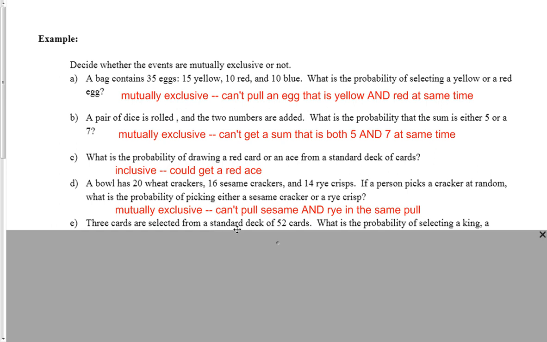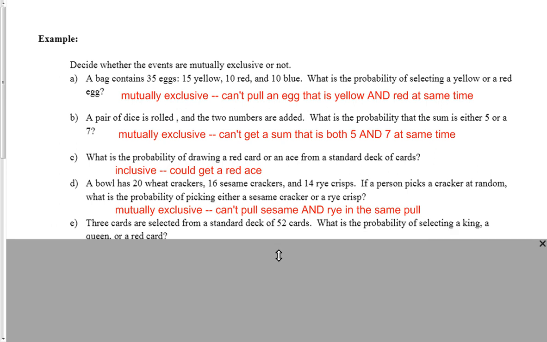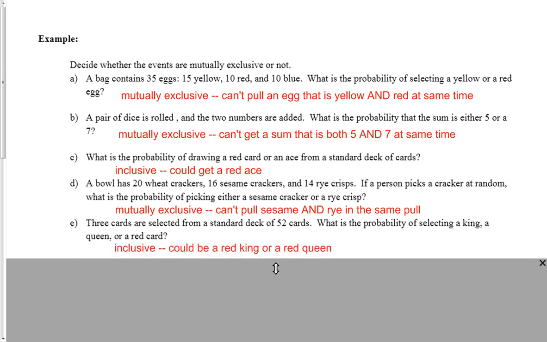3 cards are selected from a standard deck of 52 cards. What's the probability of selecting a king, a queen, or a red card? Well, king and queen are different. They're mutually exclusive, but as far as the full set of these, you could have a red queen or a red king, and that would overlap with the red card. So we do have inclusive right here.